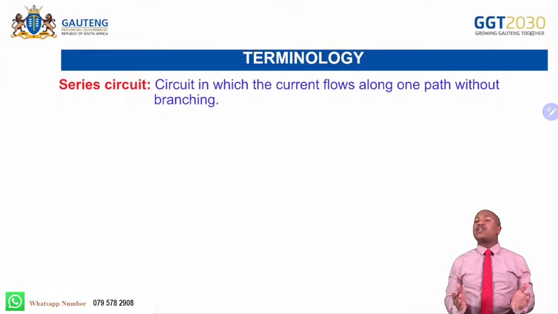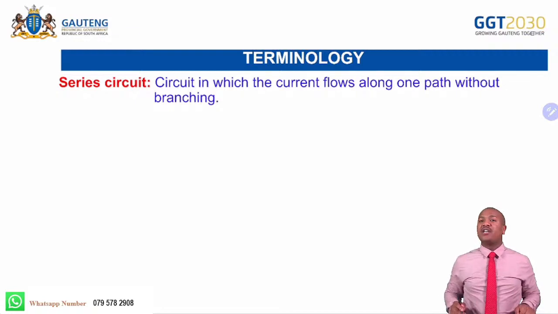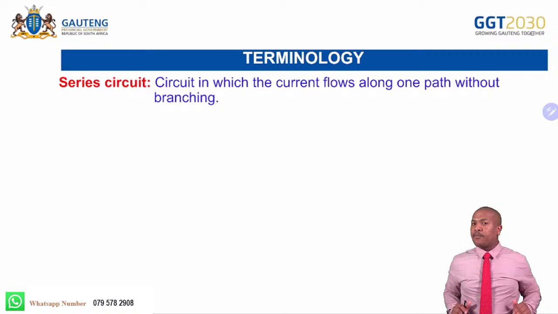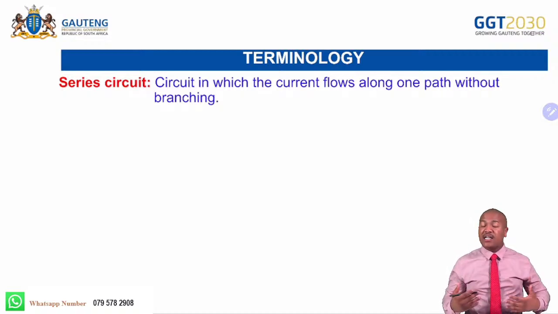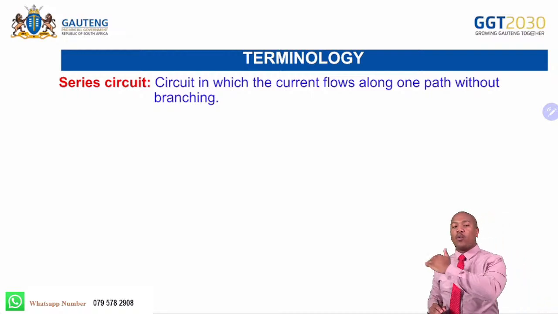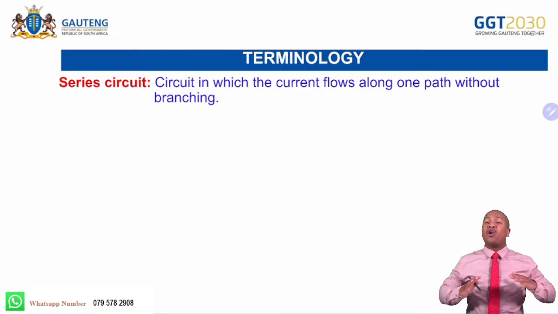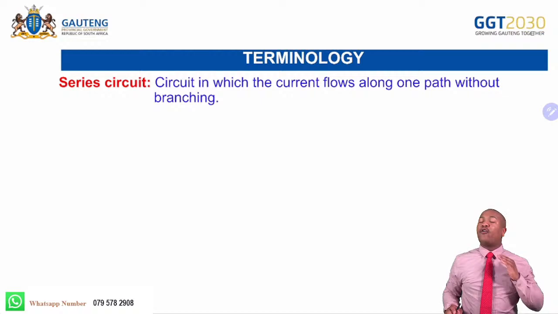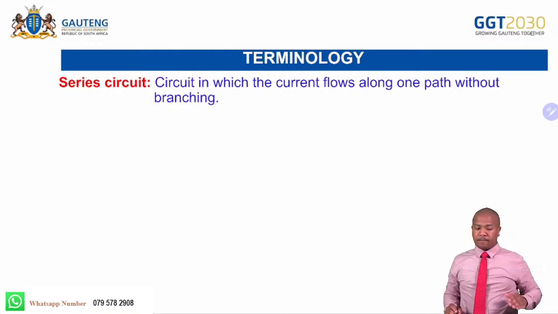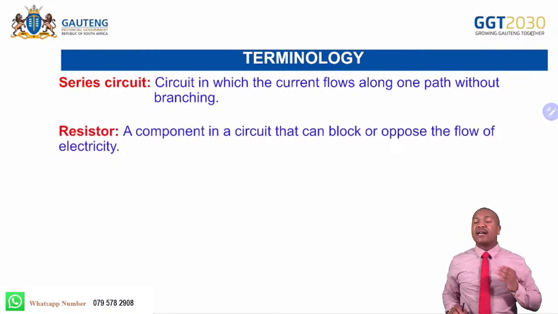The first one there is our main meal, which is series circuit. What is a series circuit? A series circuit is a circuit in which the current flows along one pathway without branching or dividing. It follows one pathway. And we also have what? Resistor.